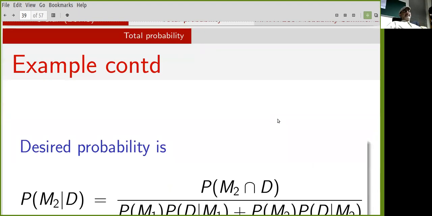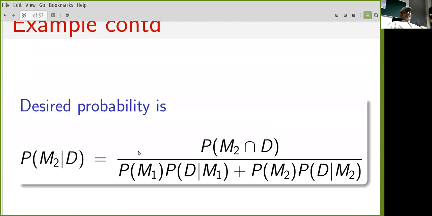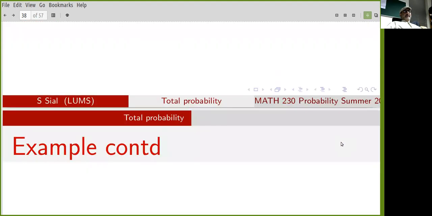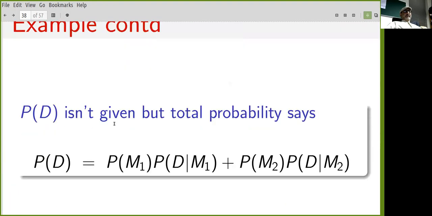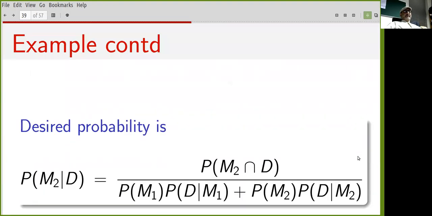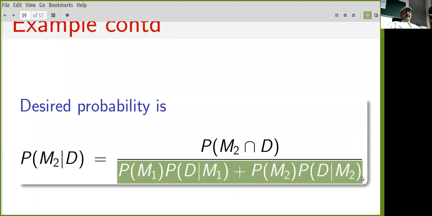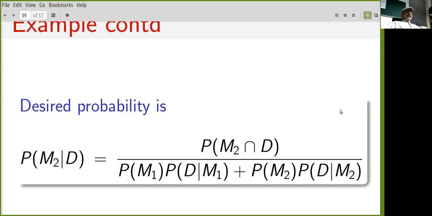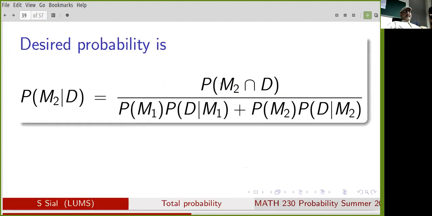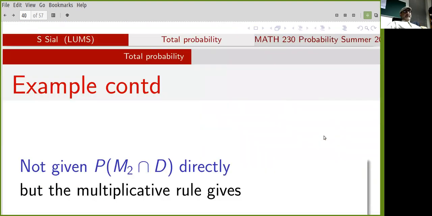So the desired probability, the probability of M2 given D, is the probability of M2 intersection D divided by the probability of D. And the probability of D was this, by total probability. So we replace the probability of D by this formula. The probability that it was made by machine 2, given that it's defective, is the probability of M2 intersection D divided by the probability of M1 times the probability of D given M1, plus the probability of M2 times the probability of D given M2.